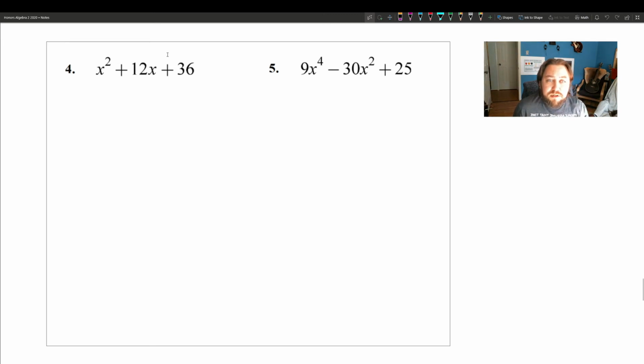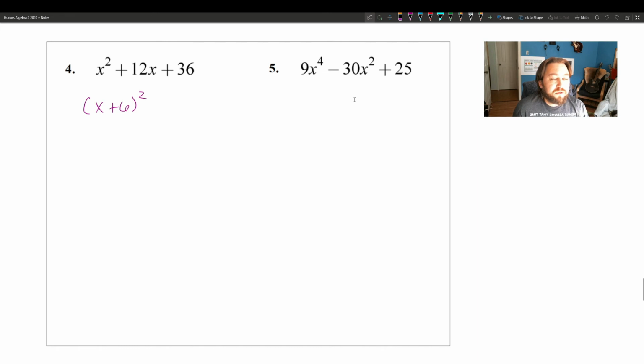Now let's take a look at another example here. So we got our first and our last, all right? My guess is it's going to look like this. x plus 6 squared. Let's double check our work. So that matches and that matches. So 2 times a times b, so 2 times 1 times 6, that's 12, checks out.